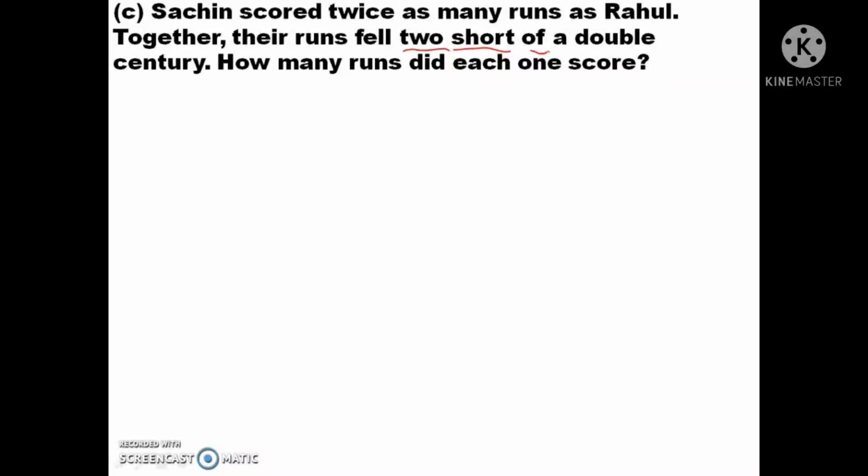Now, after reading the question, did you understand what is the relation between the number of runs scored by Sachin and runs scored by Rahul? Sachin scored twice. If Rahul had scored x, Sachin had scored 2x. Okay? Let's see the answer.